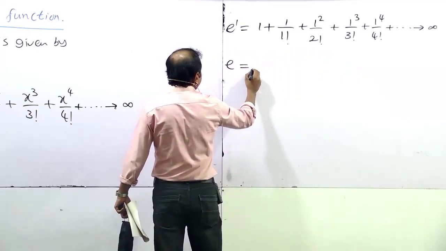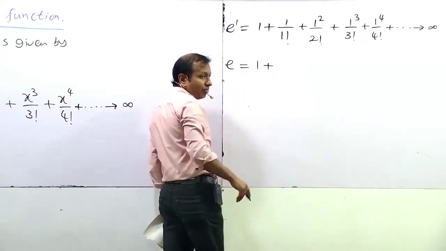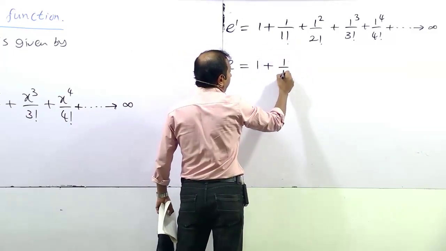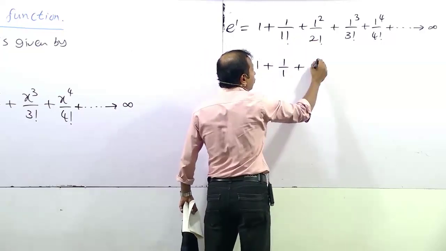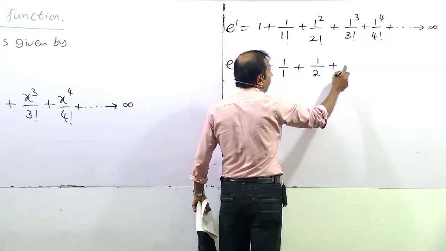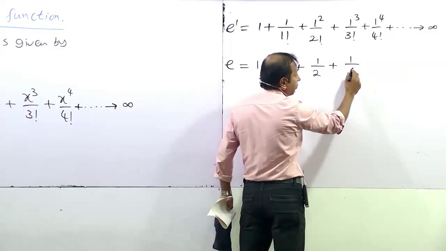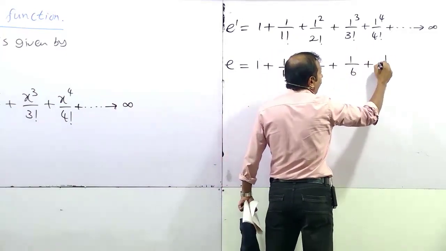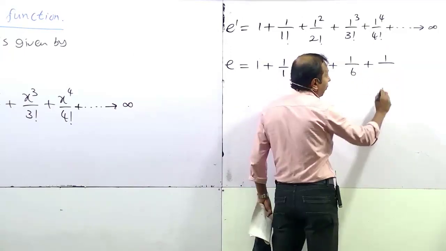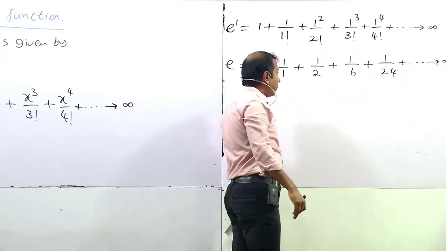Now e equals 1 plus, 1 factorial is 1, so 1 over 1. 1 squared is 1, and 2 factorial means 2 into 1, which is 2. 1 cubed is 1, and 3 factorial means 3 into 2 into 1, which is 6. 1 to the power 4 is 1, and 4 factorial means 4 into 3 into 2 into 1, which is 24. Like that we get terms, people, up to infinity.